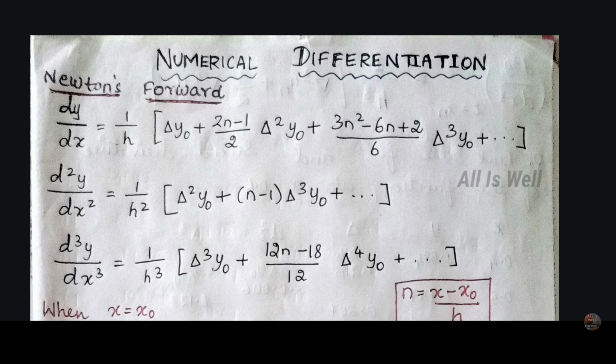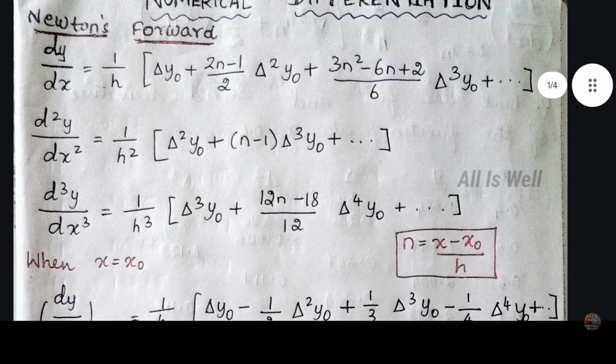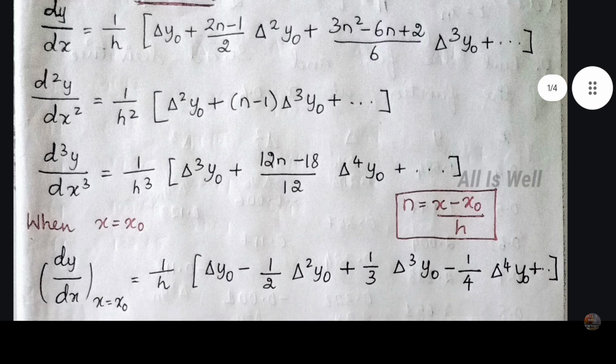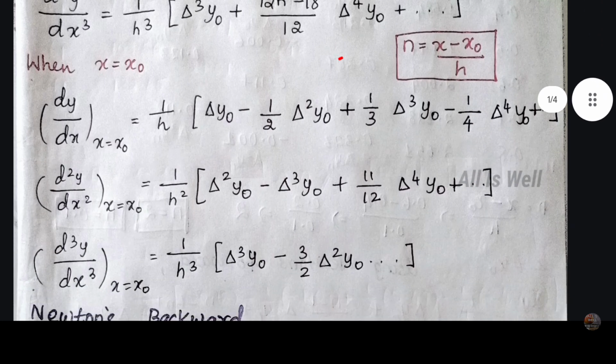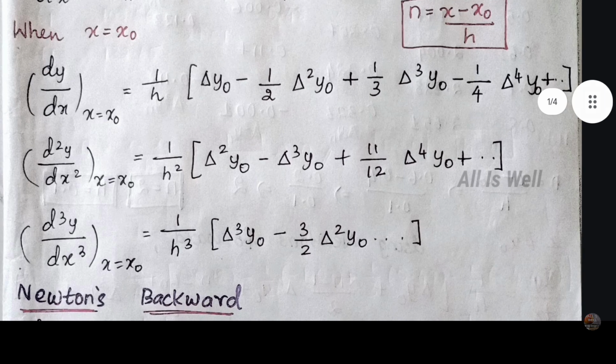Similar to interpolation, numerical differentiation also has two types, that is Newton's forward and Newton's backward. In Newton forward, we have two classifications, that is when x is not equal to x naught and when x is equal to x naught. These are the formulas we need to use for the first, second and third derivative. (x minus x naught) by h gives the value for n when x is not equal to x naught.